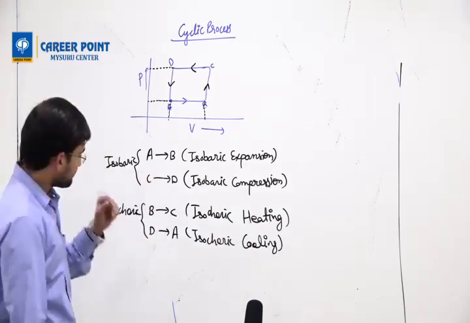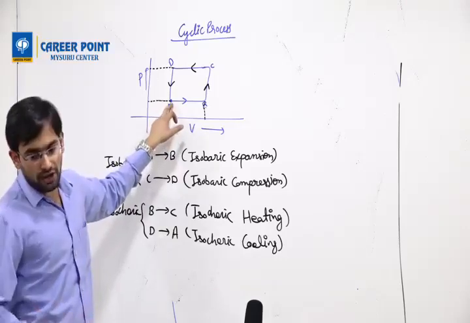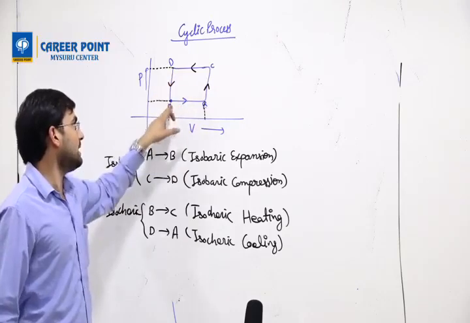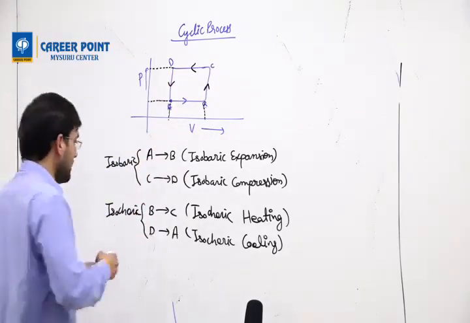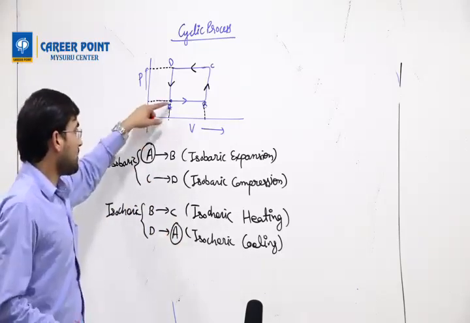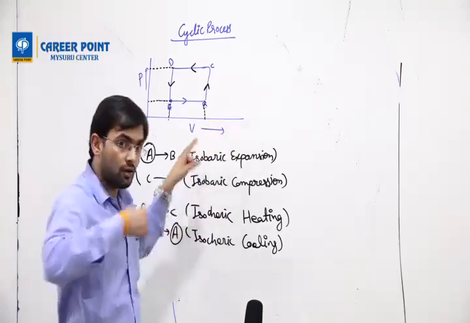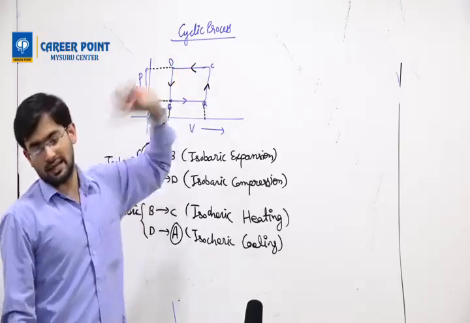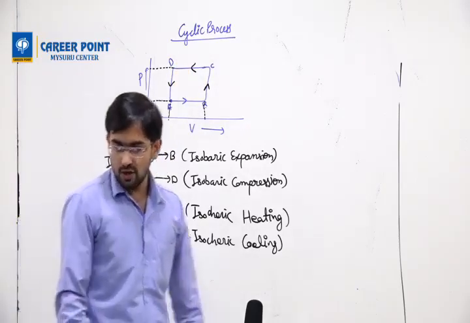Now, why did I do this? Because I started from point A, I went to B, then C, then D, then A. I came back to A again. This point and that point I have achieved again. It means once I have come back, if I go again, I am repeating my own same path. That process is known as a cyclic process.